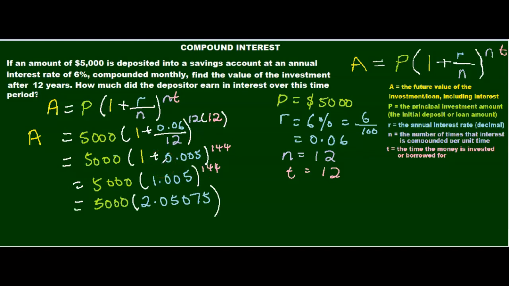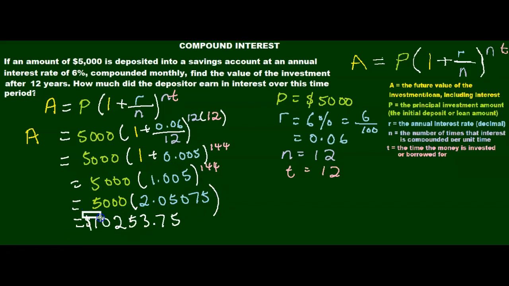That gives me 5,000 times 2.05075. That gives me $10,253.75 as our final investment amount or value after the 12 years.